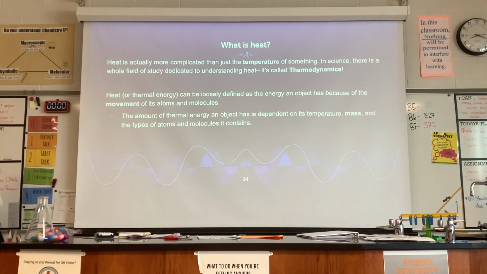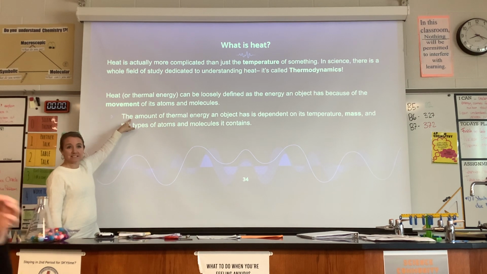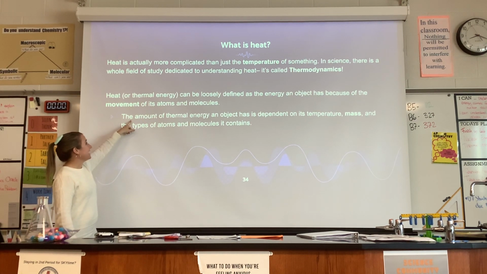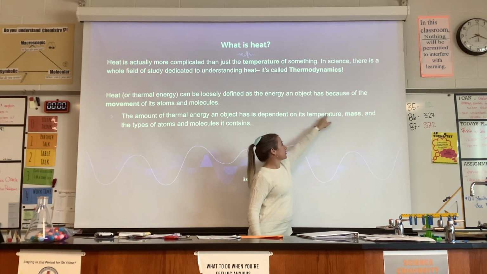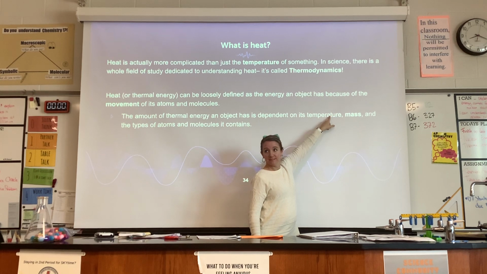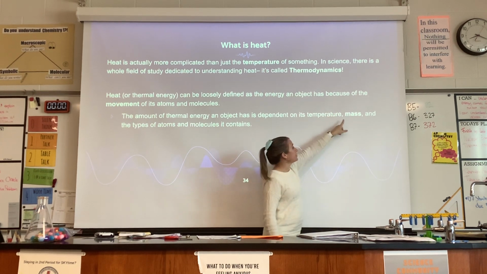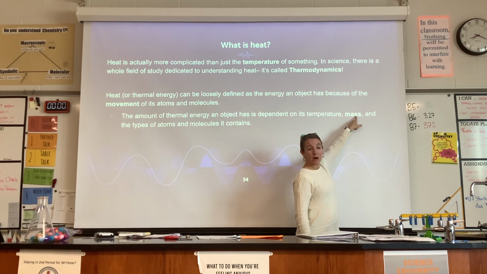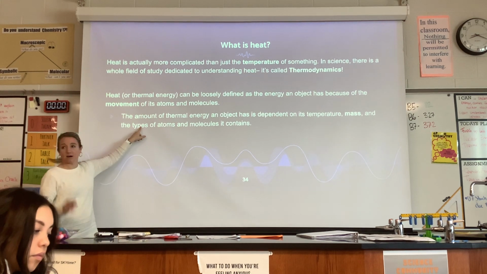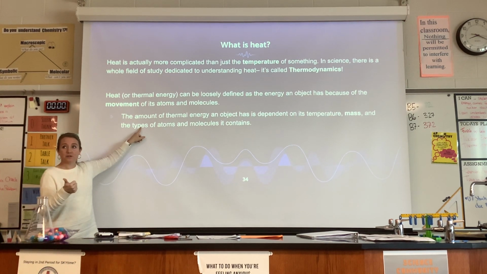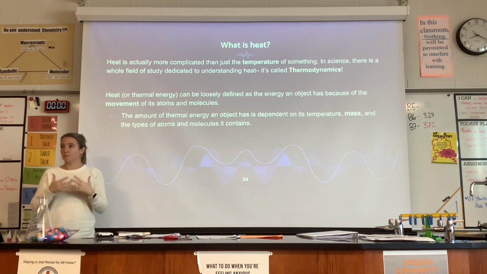What I want you to do though is get a highlighter out, and I want you to highlight these key themes of what affects heat. Everybody ready? Get a highlighter of your choice. The amount of thermal energy an object has is dependent on its temperature. So temperature is one piece, so highlight temperature. But it's also dependent on its mass, so how heavy it is or how much there is of it, and the types of atoms. So highlight those three things. Temperature, mass, and the types of atoms all influence something's thermal energy.